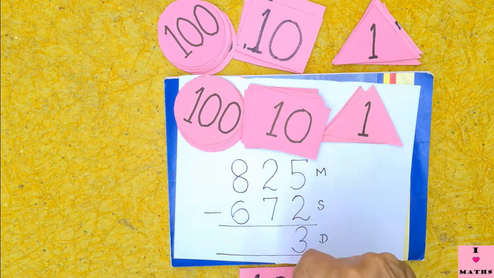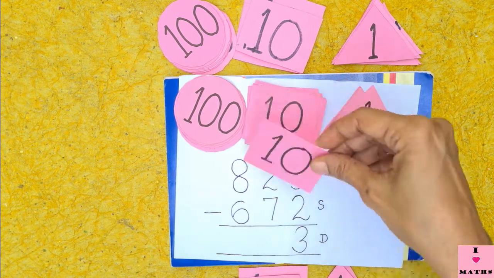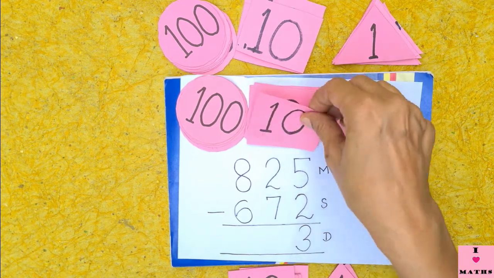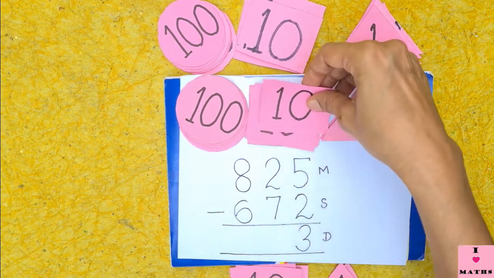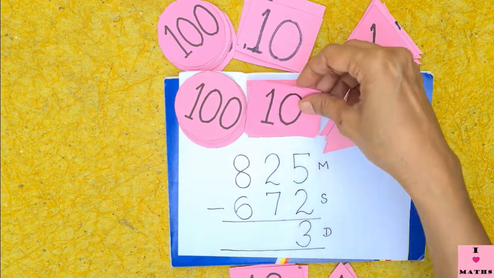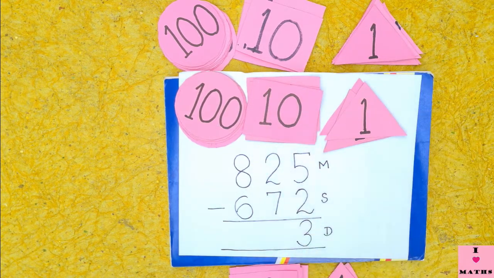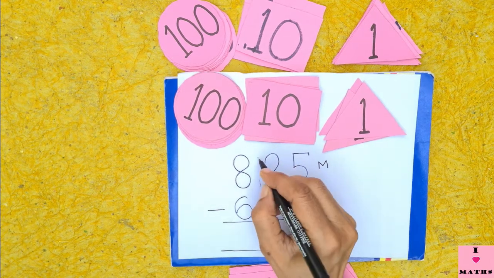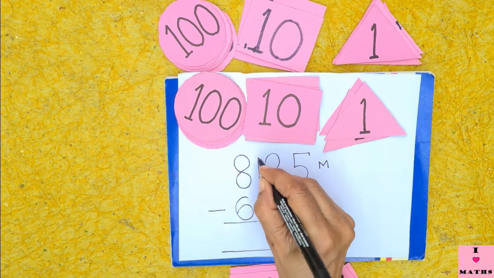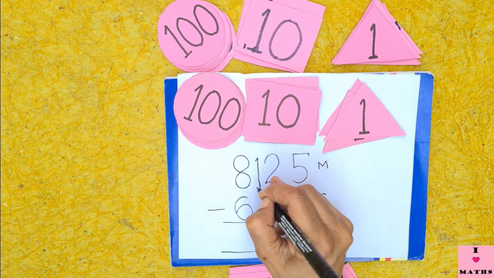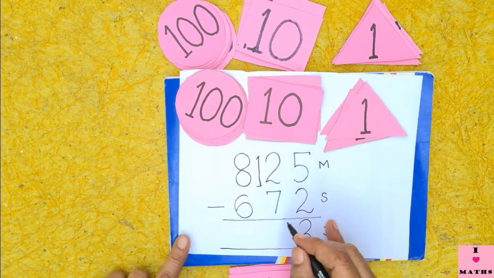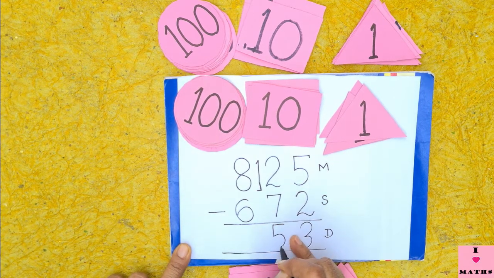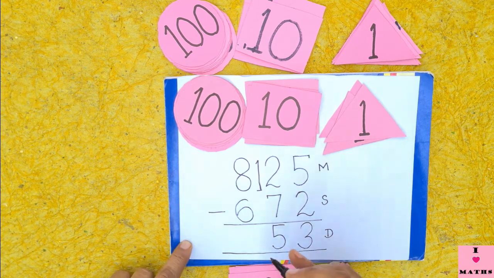1, 2, 3, 4, 5, 6, 7. Now out of 12 tens, we have taken out 7 tens. So 12 minus 7 is 5. We already know. I will show you also that in tens place there are 5 cards.